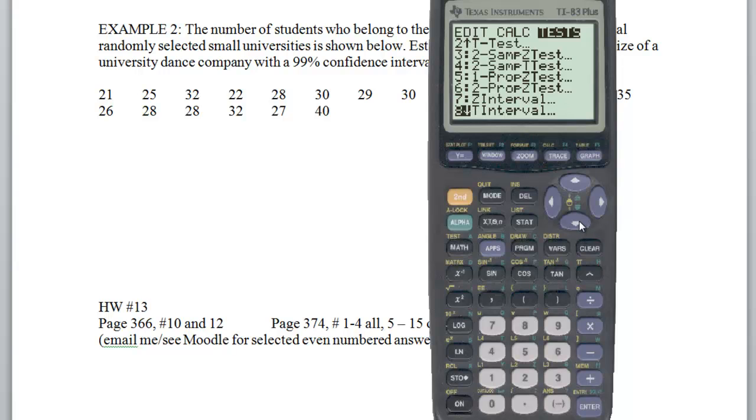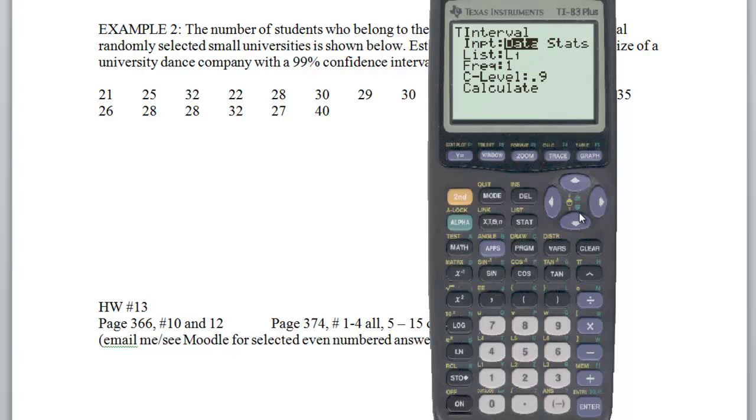Then we're going to go to our t interval, hit enter, and you'll see that there's less stuff there. We've got our list in data list 1 and our frequency is 1, but we need to change our confidence level to 0.99 because our last problem had it at 0.90. Then we click on calculate, and here we go. Takes a little bit of time here. And there we go. 25.7, which on this calculator, with a little rounding error, shows 25.8, and 33.9.